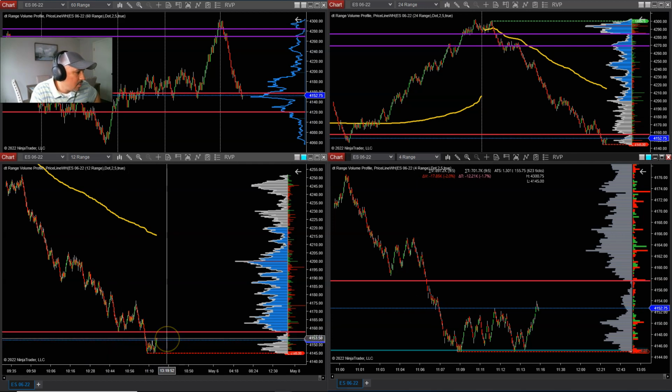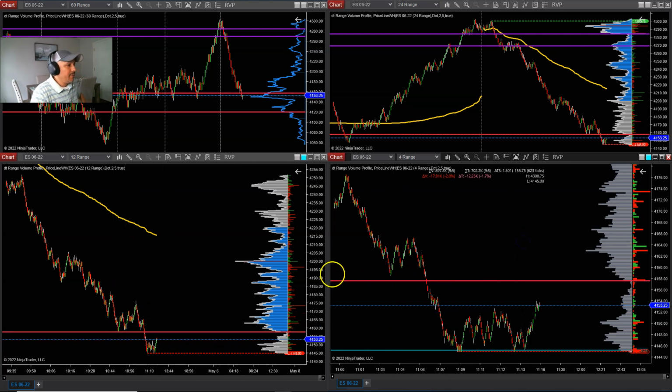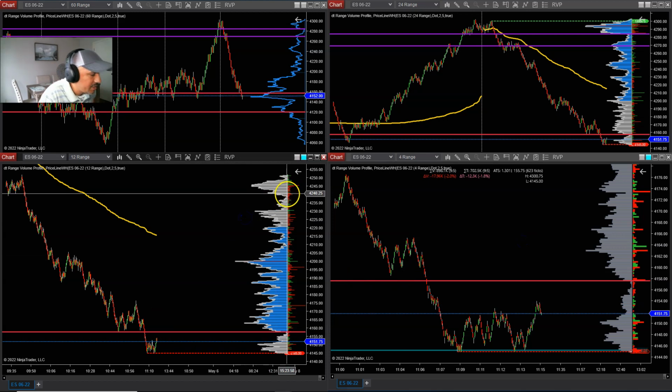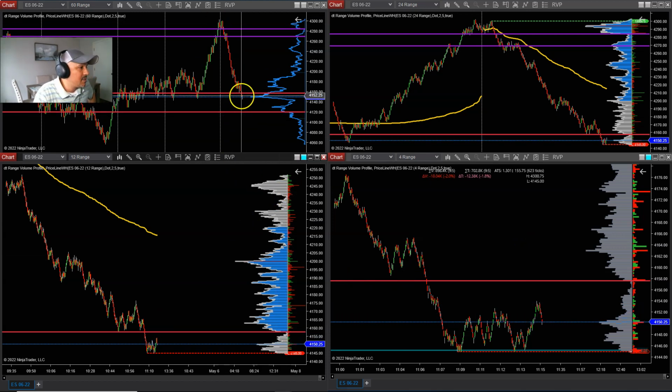And what did I say? We're at 454 right now. We probably may come up a few more points and test this area right here. All right, well, let me go ahead and talk about that. Let's look at the 12 range, okay? Price kept chopping to the downside, okay?